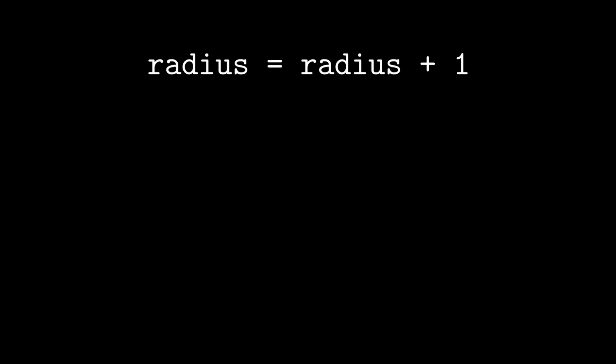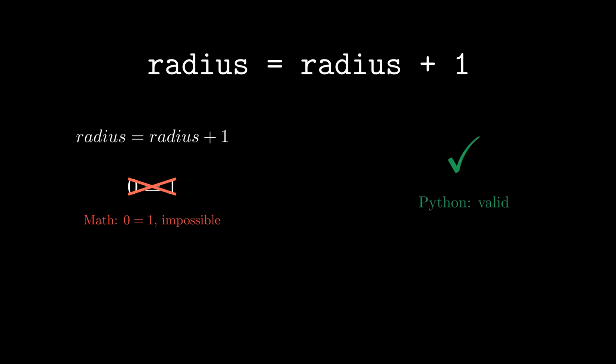Radius equals radius plus 1. In algebra, subtract radius from both sides and you get 0 equals 1, a contradiction. In Python, this line runs perfectly. Understanding why reveals how Python stores values in memory, attaches names to them, and evaluates expressions.